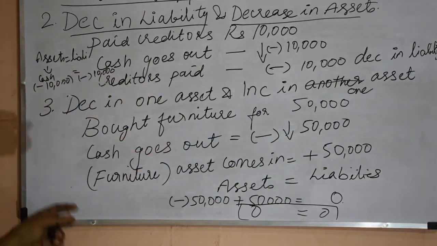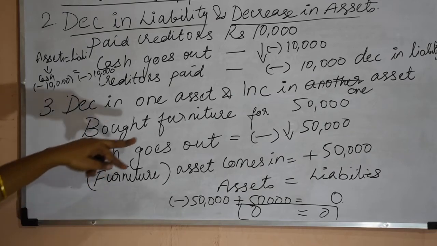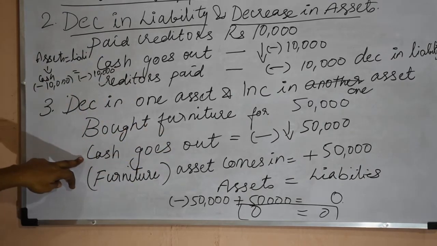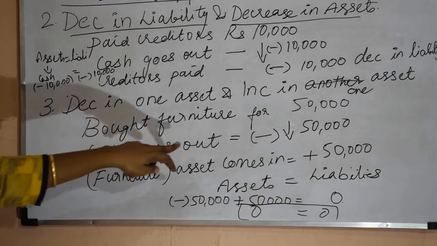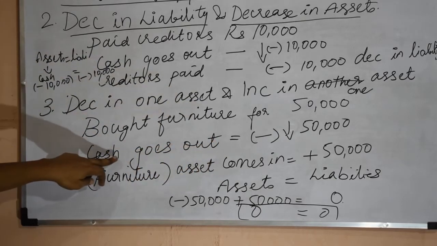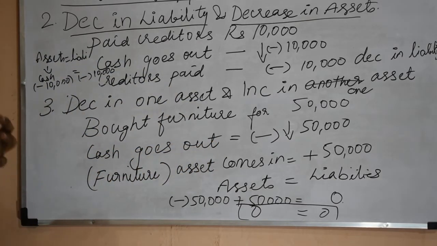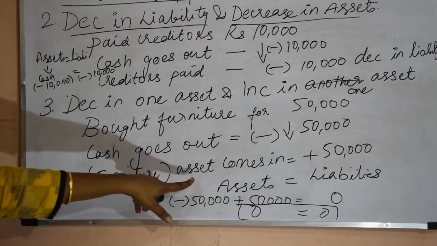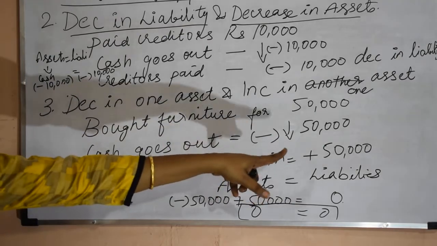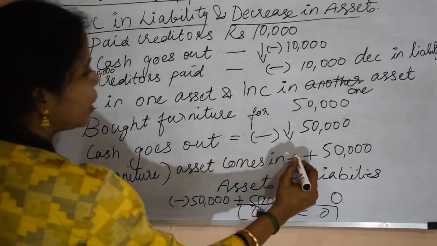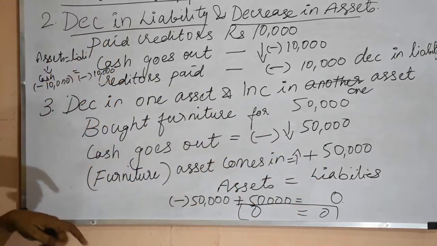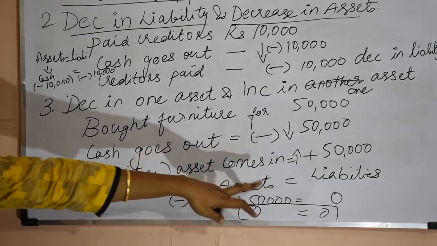Here, when a person is purchasing furniture for rupees 50,000, cash is going out, that is 50,000. Cash is going out and the furniture we are purchasing is one asset, that is, we are getting some asset from that cash. So here the asset comes in, that is plus 50,000. So the asset automatically increases.